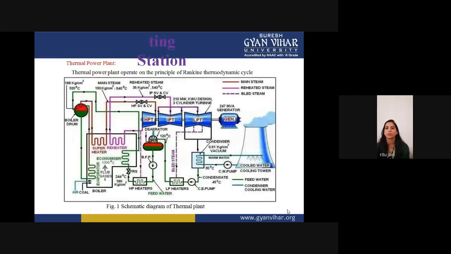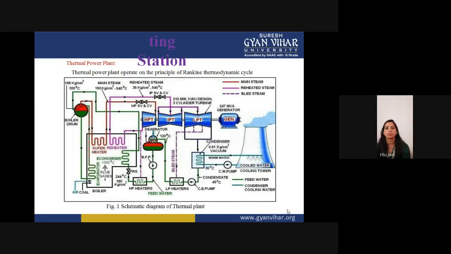So first is the thermal power plant. A thermal power plant operates on the principle of the Rankine thermodynamic cycle. You can see in the diagram, thermal means that you are using the heat or thermal energy of coal. By using coal as a fuel in this thermal power plant, we burn the coal, and the water is heated. After heating, the water is converted into steam.